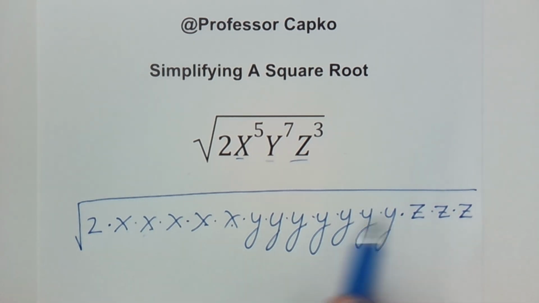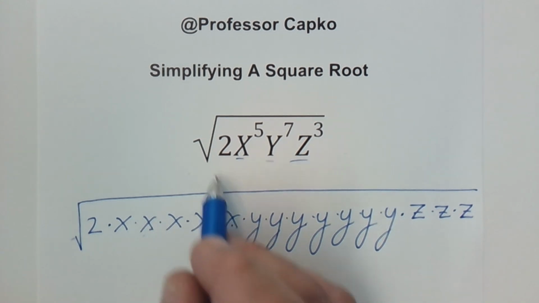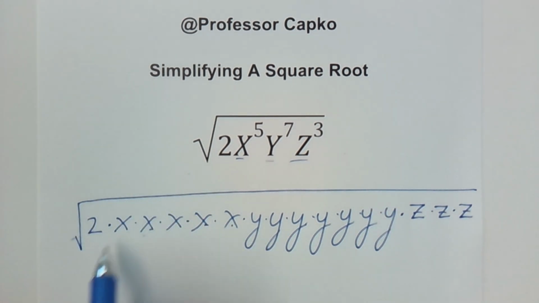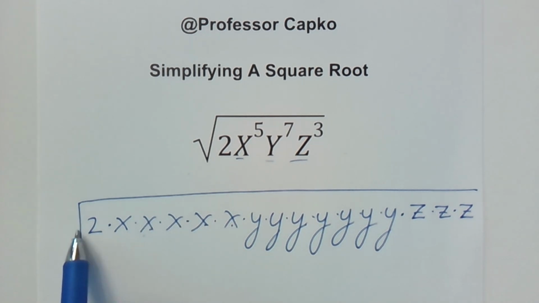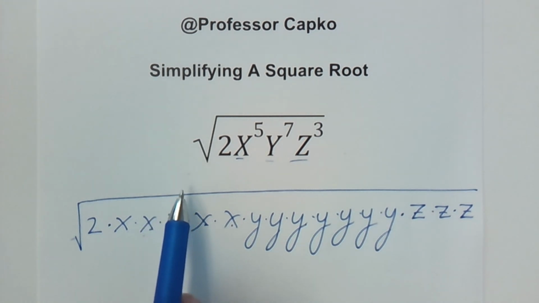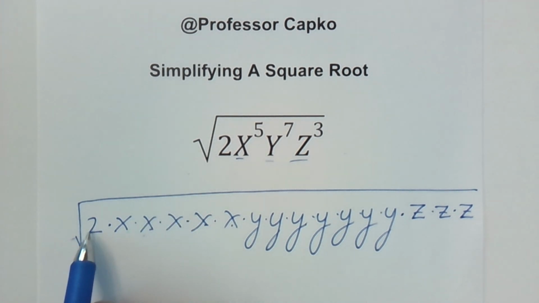Now we're going to see what we can pull out from under this, which is called a radical. We're going to pull it out from the radical. And the only things we're going to pull out are things that are in pairs. The reason I'm pulling out pairs is because it's a square root. If it's a cube root, I'm going to pull out 3 of a kind. But we're pulling out pairs. So we're going to start with a 2. There's no pair to that 2, so I'm going to leave it. It stays. The next thing is the x's.